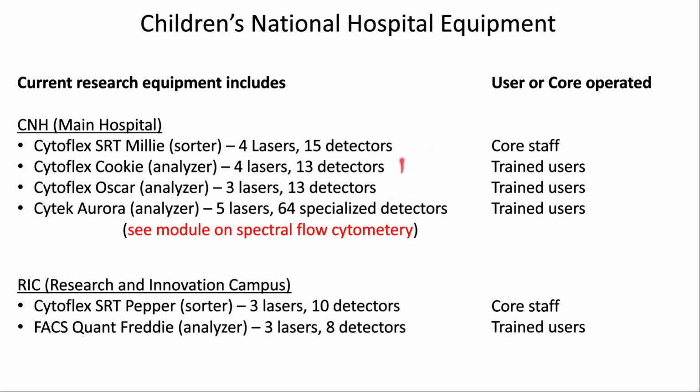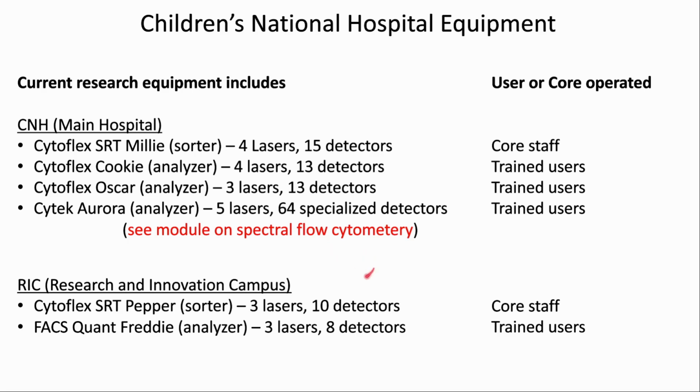The sorter has 4 lasers, including a yellow-green laser, and 15 detectors. We also have 3 analyzers at the main hospital, 2 of which are traditional flow cytometry analyzers, one which has 4 lasers, a yellow-green laser, and 13 detectors, named Cookie, and a second Cytoflex instrument, Oscar, which has 3 lasers and 13 detectors. We also have a Cytek Aurora analyzer, which has 5 lasers, including a UV laser, and 64 specialized detectors. This is a spectral flow cytometry instrument, and this requires special training and a separate module on spectral flow cytometry.